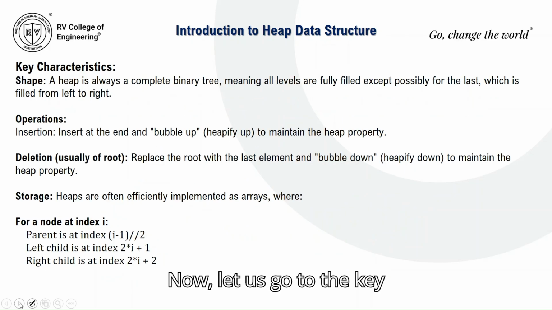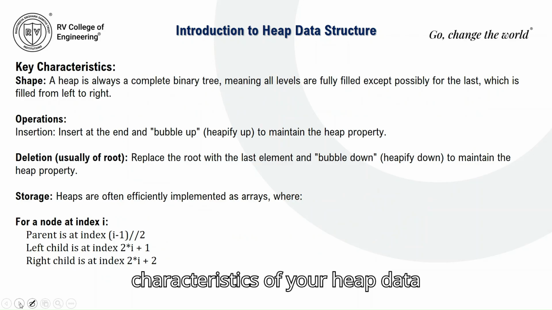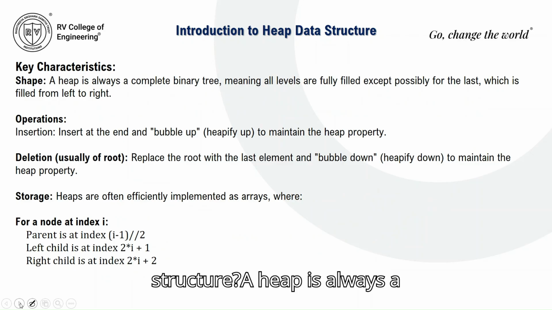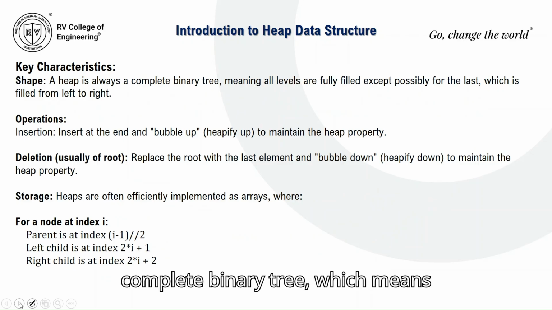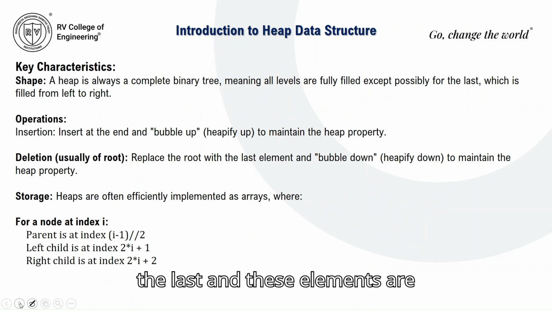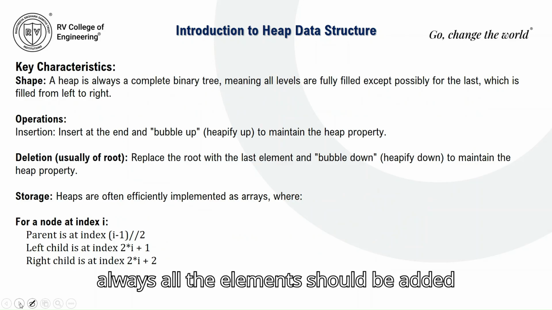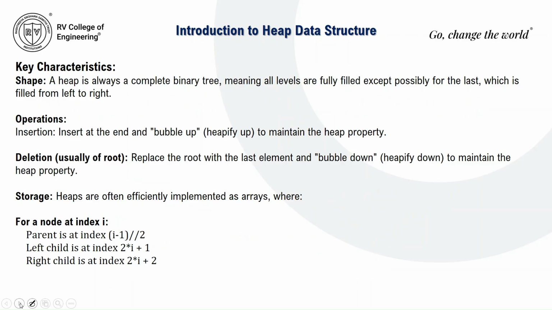Now, let us go to the key characteristics. What are all the key characteristics of your heap data structure? A heap is always a complete binary tree, which means levels are filled except possibly for the last, and these elements are always filled from left to right. So we're supposed to follow the method. Always all the elements should be added from left to right.